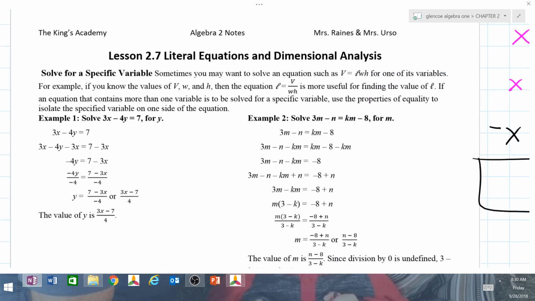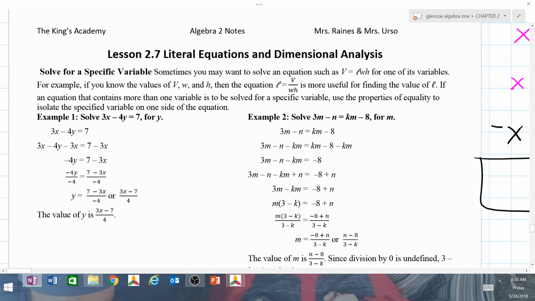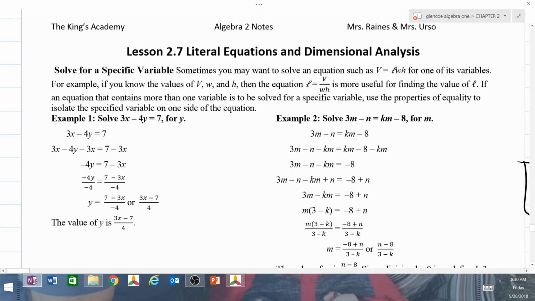This is the last lesson in Chapter 2. We are just moving so quickly through our curriculum. Yay! Today, Lesson 2.7, Literal Equations and Dimensional Analysis. That's a mouthful, but we're going to go ahead and make it extremely simple.